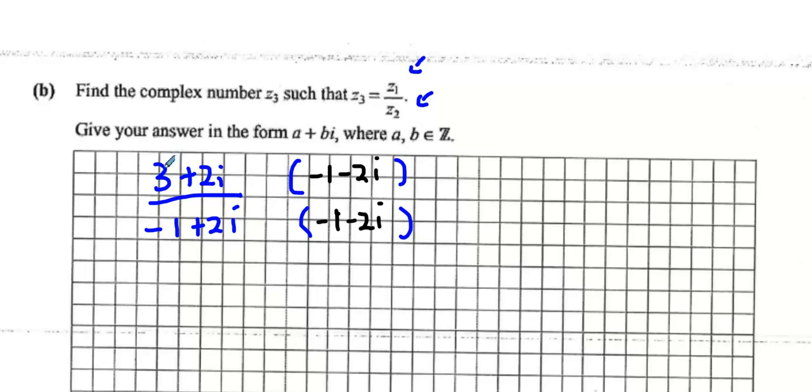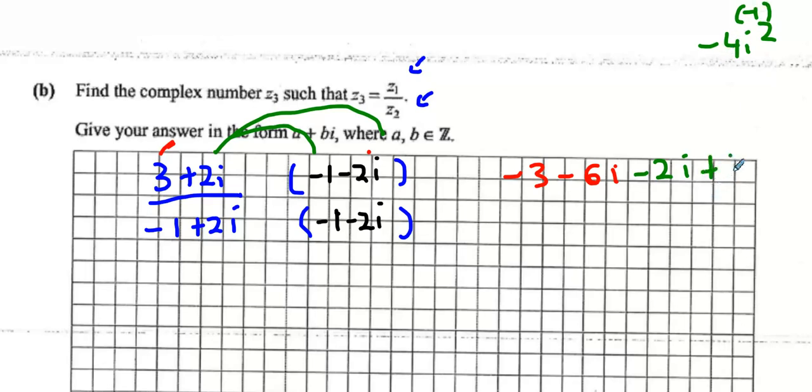Now, you're going to need 4 lines. There's my first 2 lines right there. So that'll be minus 3 minus 6i. Okay, so minus 3 minus 6i for the first 2. And then the back 2 is going to be minus 2i. Is that right? Minus 4i squared. What is minus 4i squared? Plus 4, isn't it? Okay.